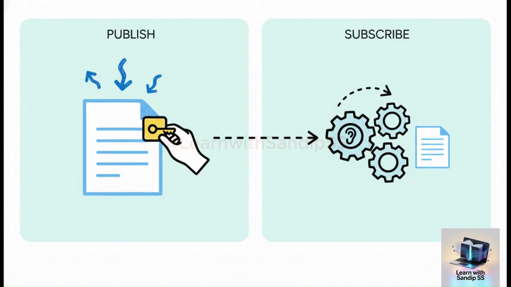Let's make this super clear. On the publish side, you tag your master contract template with the keyword contract. Simple enough? Then, on the subscribe side, you set up your contract negotiation phase to listen for that specific contract keyword. The result? Every single time a project hits that phase, that master contract template just shows up automatically. No more searching, no more guessing.